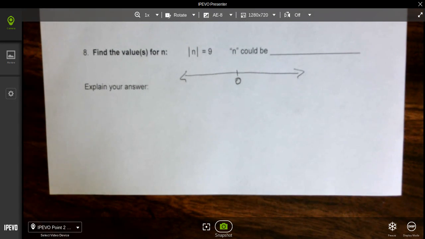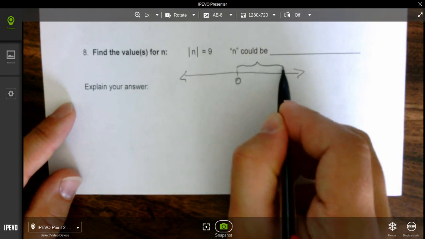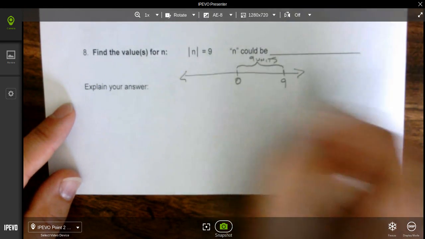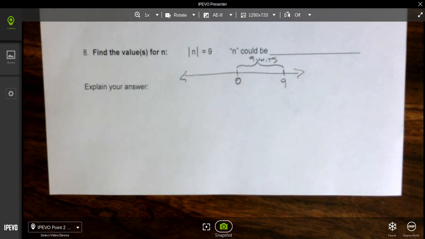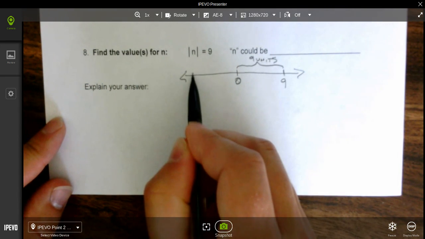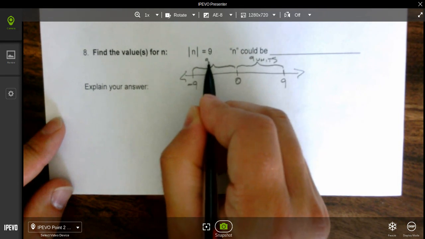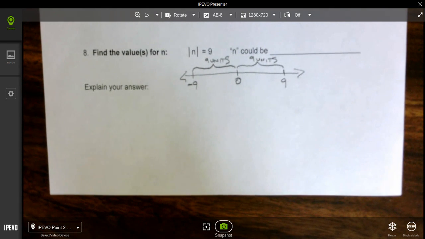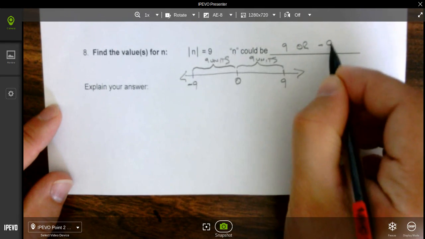Okay, and I'm trying to figure out a number that's 9 units away from 0. And logically, the first one that comes to mind is the actual number 9. All right, 9, I can see right here, is 9 units away, and it's 9 units to the right of 0. And so I've got to ask myself, is there another number that would also be 9 units away? And there is. If instead of moving 9 units to the right of 0, I could move 9 units to the left of 0, and that would give me the value of -9. -9 is also 9 units away from 0. And so in this example, the value of n could either be 9 or -9.